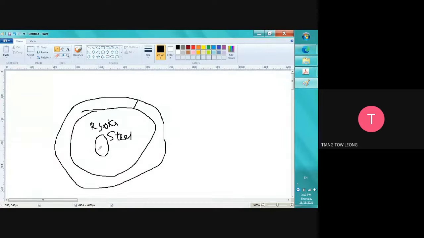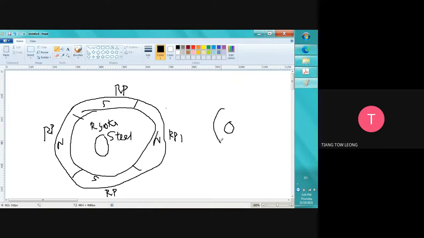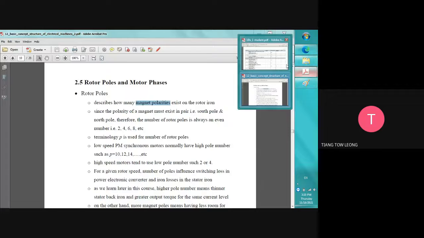Then maybe we have a 4 pole. One is a north pole, south pole, north pole, south pole. So we have rotor pole 1, rotor pole 2, rotor pole 3, and rotor pole 4. So we have 4 poles. Then maybe we don't want to have 4 poles, we can have fewer poles. For example, the minimum, a north and a south pole. So this is one north pole, this is one south pole. So this is the two rotor pole machine.